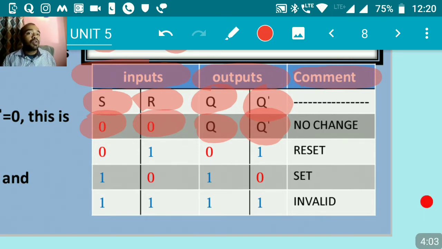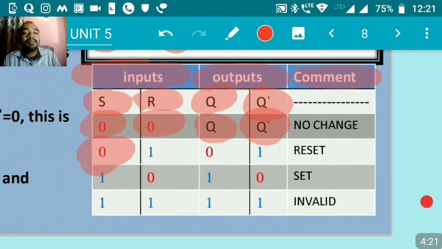There is no change in the output. That is why the RS flip-flop is said to be in the no change state when you give 0 and 0 as the input. Let us understand the next state.